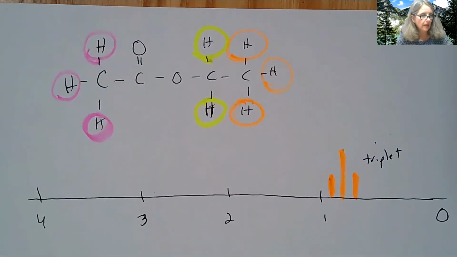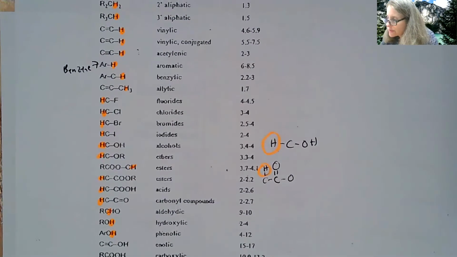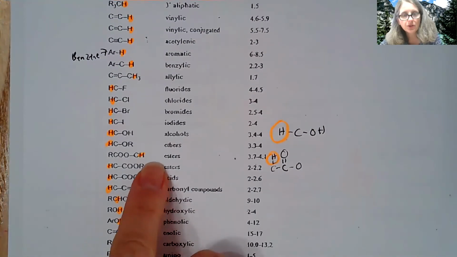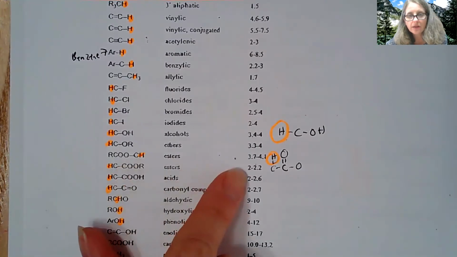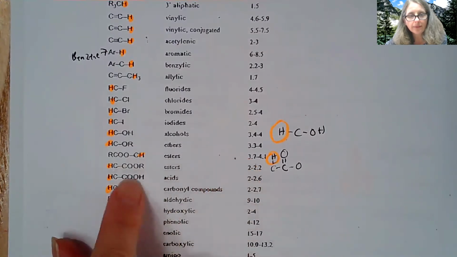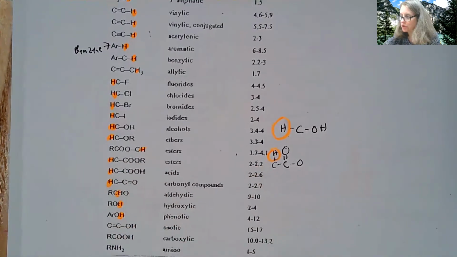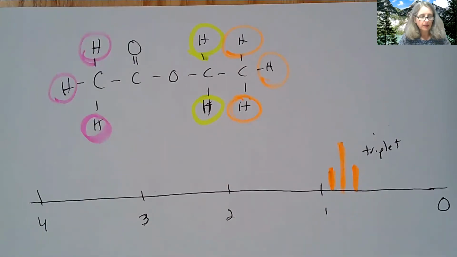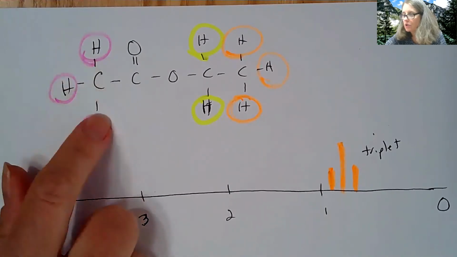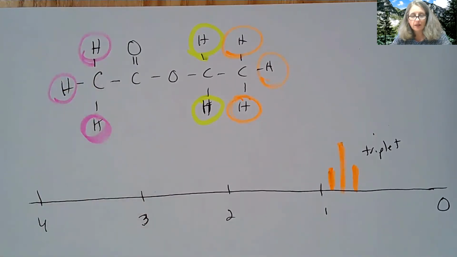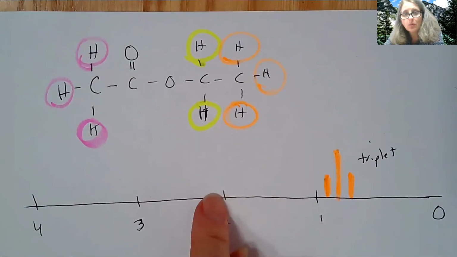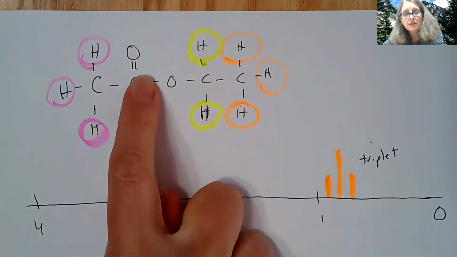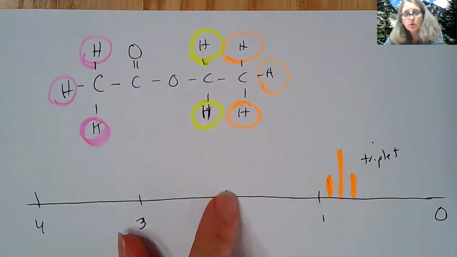So I have to look at my ester groups on my chemical shifts, and I see that the hydrogens attached to the oxygen end are around 3.7 to 4.1, while the hydrogens on the C double bond O end are about 2 to 2.2. So I'm going to look at my hydrogens over here that I colored pink. And I know they're going to be around 2.2 because they're right next to the C double bond O. So I'm going to draw it right here.